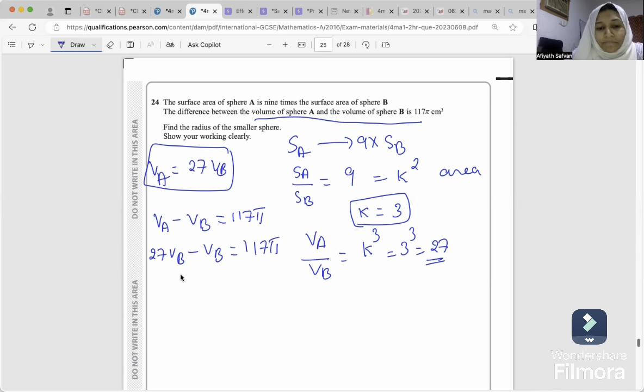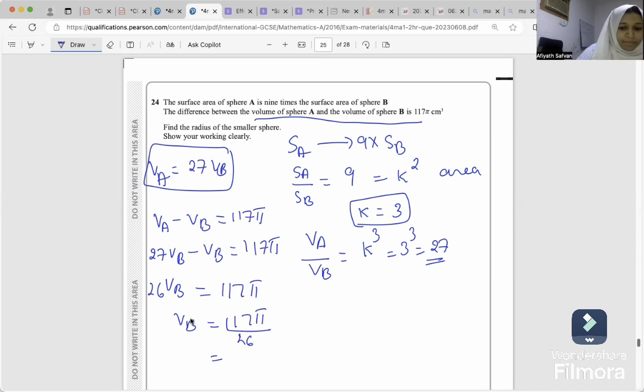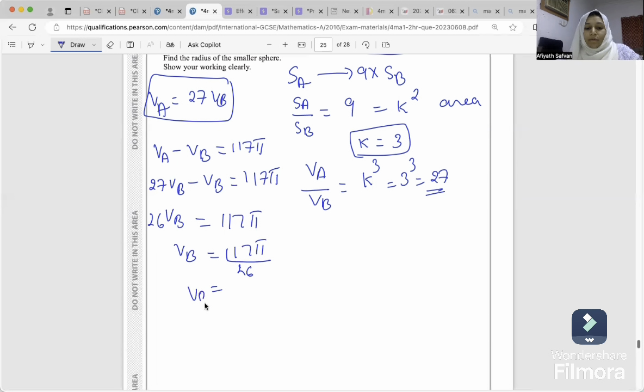Okay. 27 VB minus VB. Therefore, if I take VB as common, it will become 27 minus 1, it becomes 26 VB. So 26 VB is 117 pi, or VB is equal to 117 pi divided by 26, which is 9 over 2 pi. Okay. Therefore, VB is equal to 9 by 2 pi.